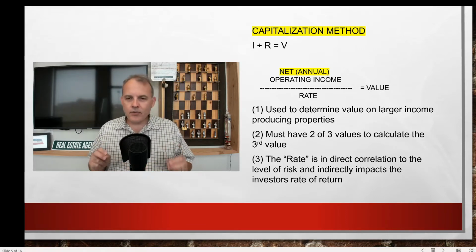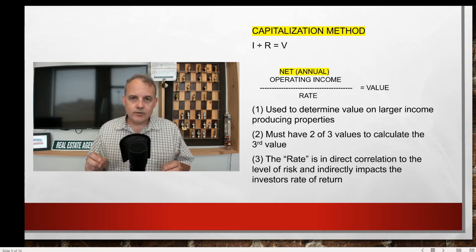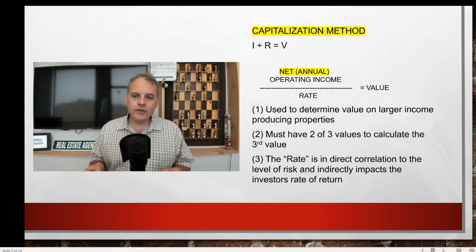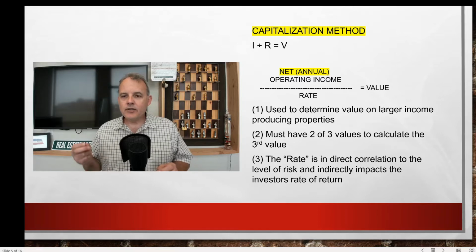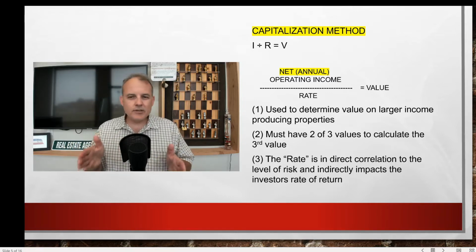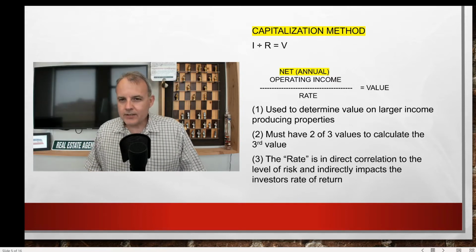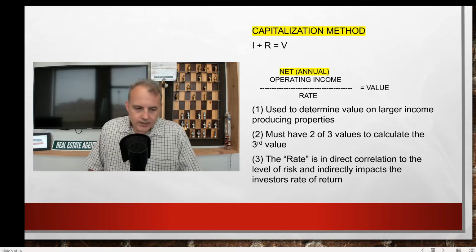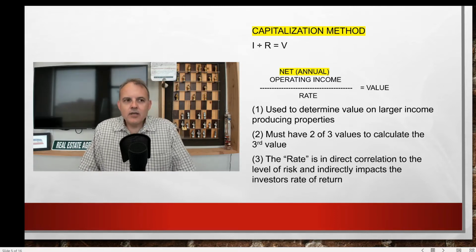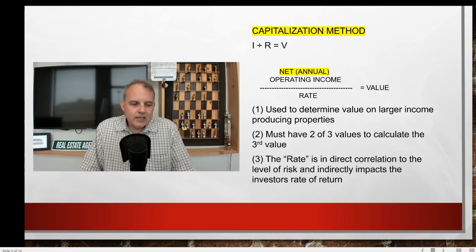And the cool thing about this particular formula is if you have 2 out of the 3 values, you can calculate the third value. So if you have the net annual operating income and you have the value, you can determine the rate. And I'm going to show you some examples on how we do that. And then I want to talk about the rate, the capitalization rate, because there's a lot of misconceptions out there when it comes to that term.